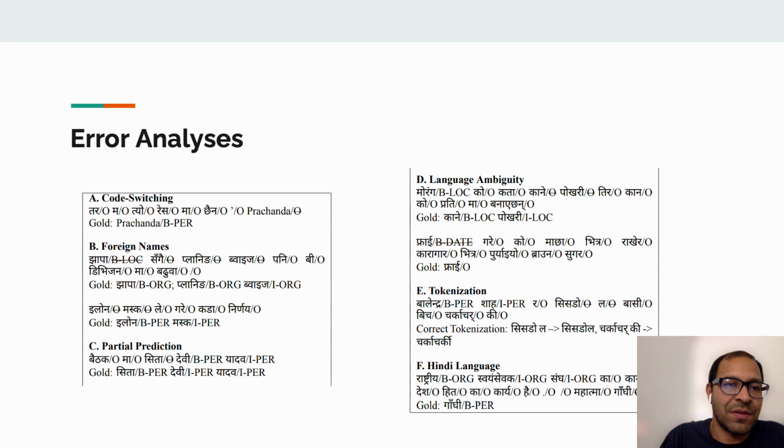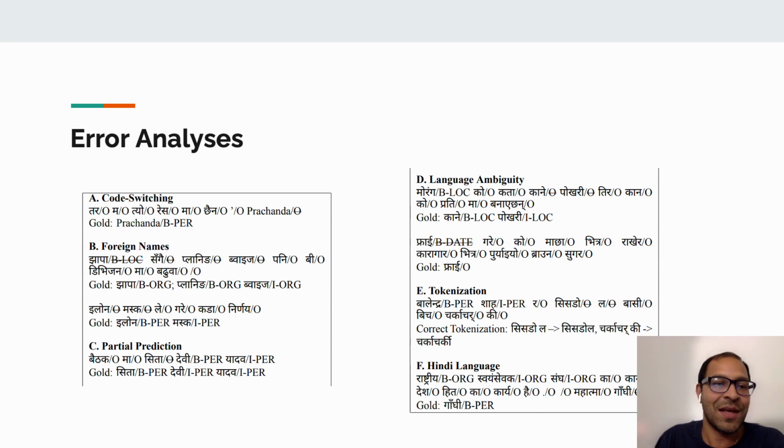Here, in code switching, the first one is तर म त्यो रेसमा छैन प्रचण्ड. You can see that Prachanda, the last word, is a person name, but our model could not find it because it is written in English, and we don't have a good representation of those English words in our transformer models as well as in our training dataset. So it failed to do that.